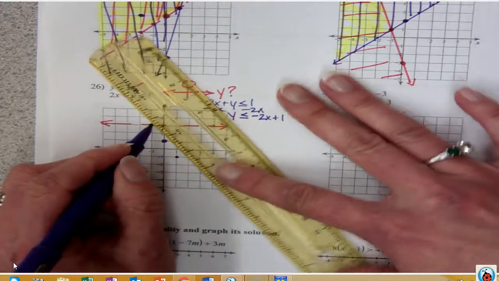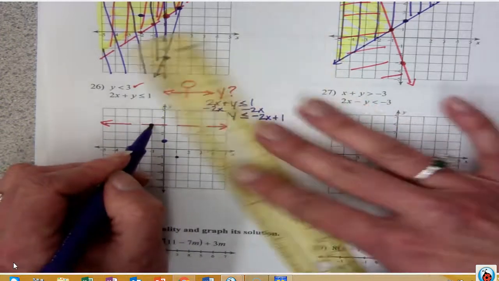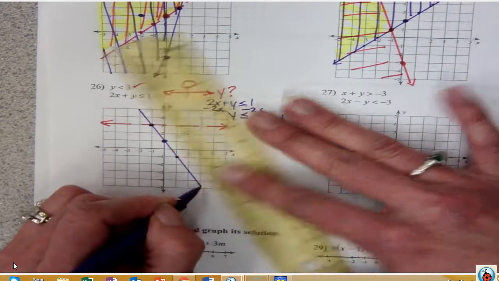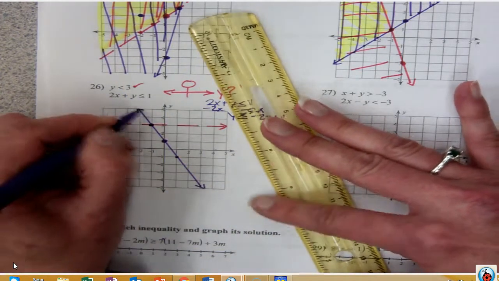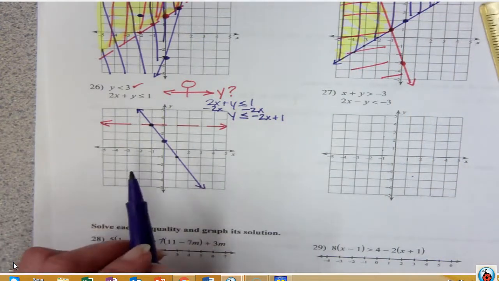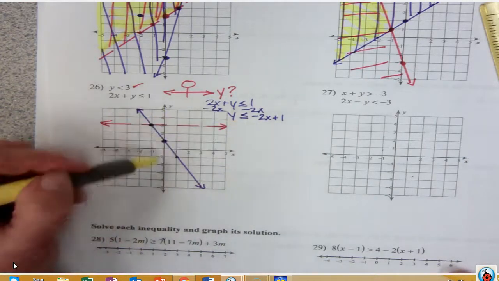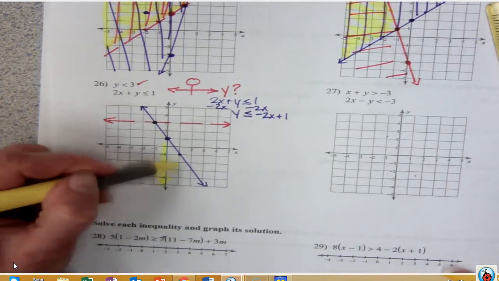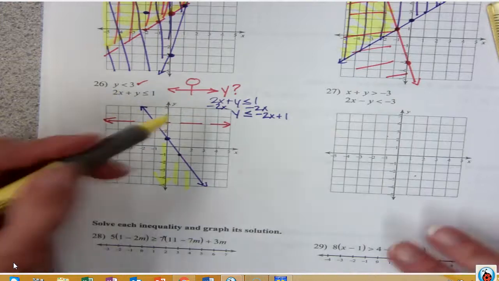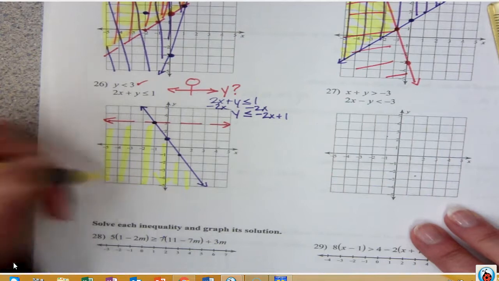Oh, I forgot to shade that other one. Now, this one I'm going to do a solid line because it is equal to, and now I need to shade. This one is less than, so I'm going to shade below here. This one is also less than, so it'd be everything below here. So the only shaded portion would be that.